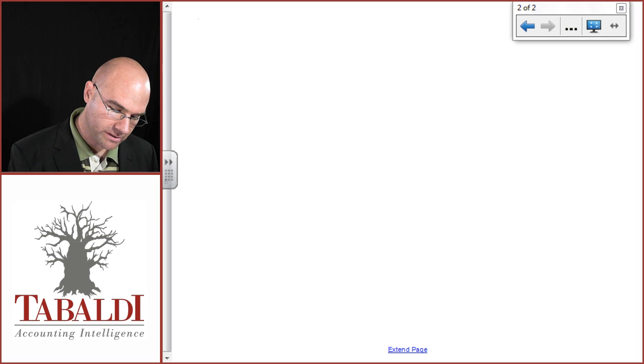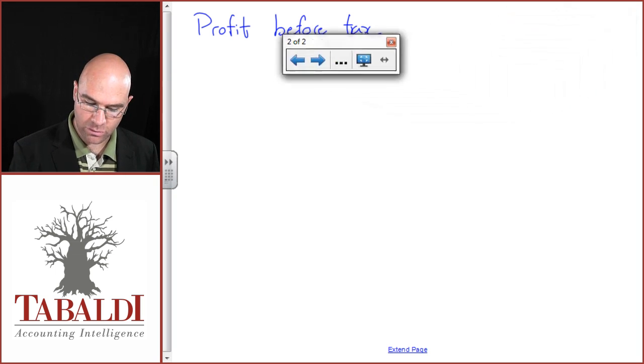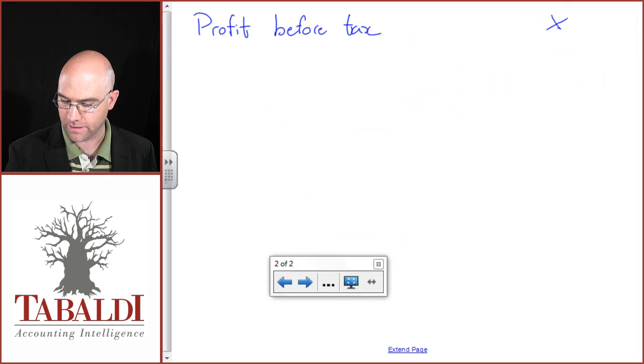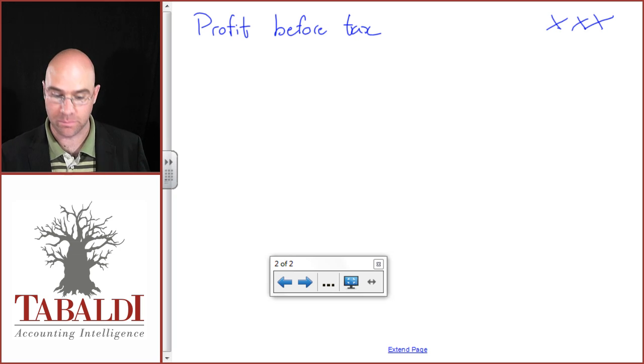So the starting point, we're going to take our accounting, and the accounting figure that I'm interested in as a starting point is profit before tax. So whatever that figure is in your statement of profit and loss and other comprehensive income, you're going to put that down. Then I want you to adjust for all items that will result in the tax expense being an effective tax rate that's different to the standard rate of 28%.